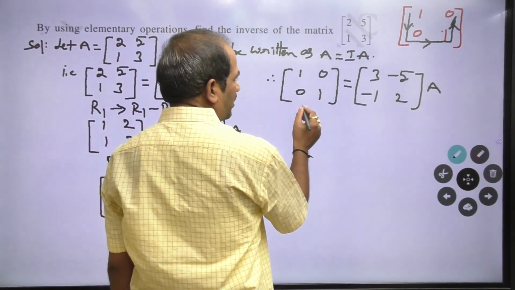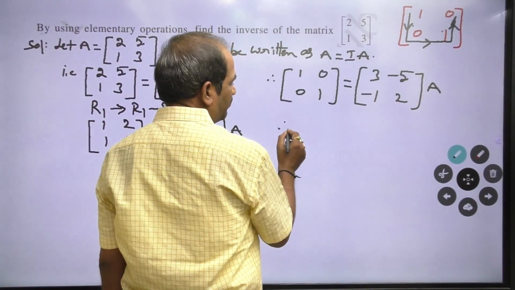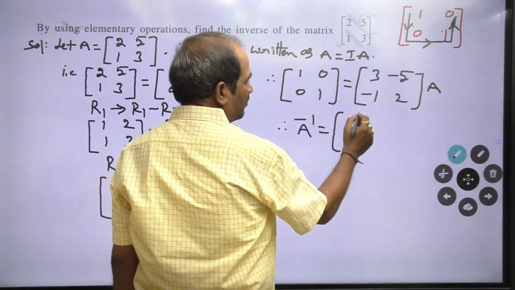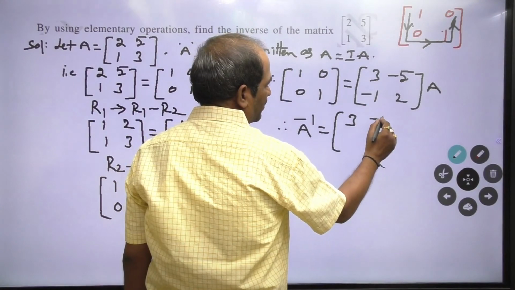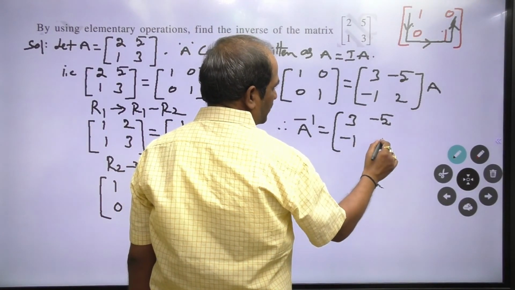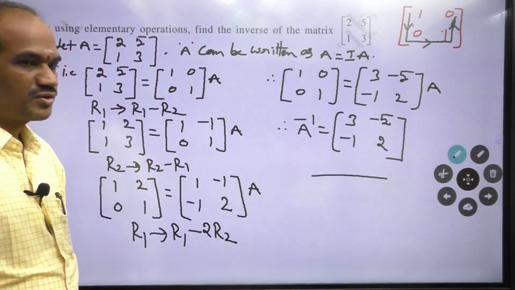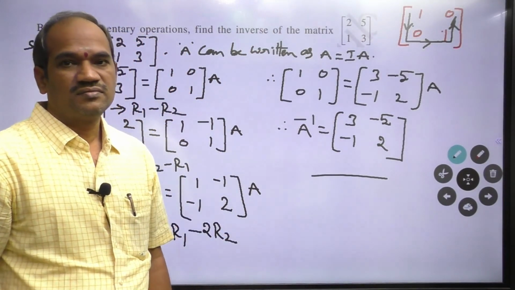It is of the form I is equal to B into A, so B will be the inverse of A. Therefore A inverse is equal to B. The B matrix is 3, minus 5, minus 1, 2. This is the inverse of A. The procedure is the same, no change.